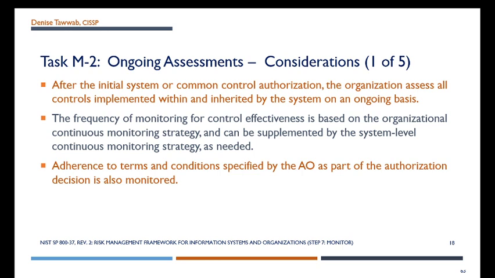So, things to think about in ongoing assessments. After the initial system or common control authorization, you assess all controls implemented within and inherited by the system on an ongoing basis. The frequency of monitoring for control effectiveness will be based on your organization's continuous monitoring strategy and can be supplemented by the system level continuous monitoring strategy as needed. Adherence to terms and conditions specified by the authorizing official as part of the authorization decision is also monitored.